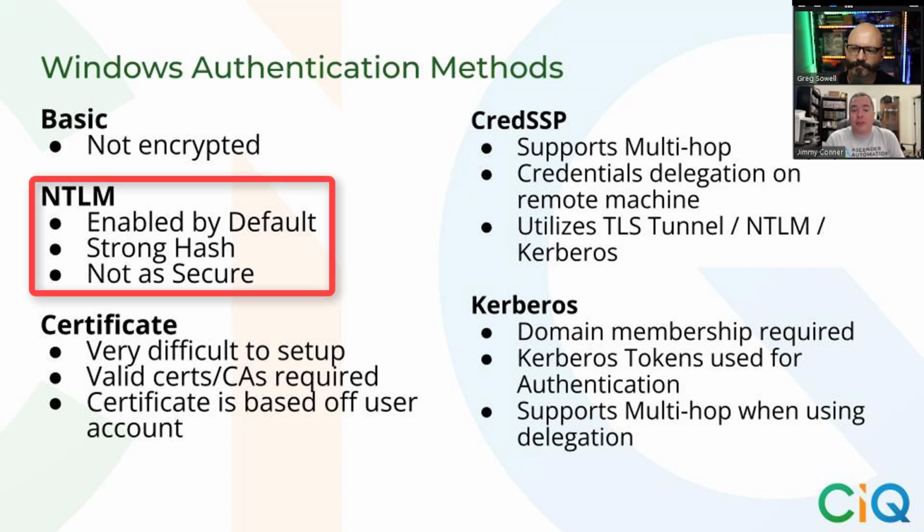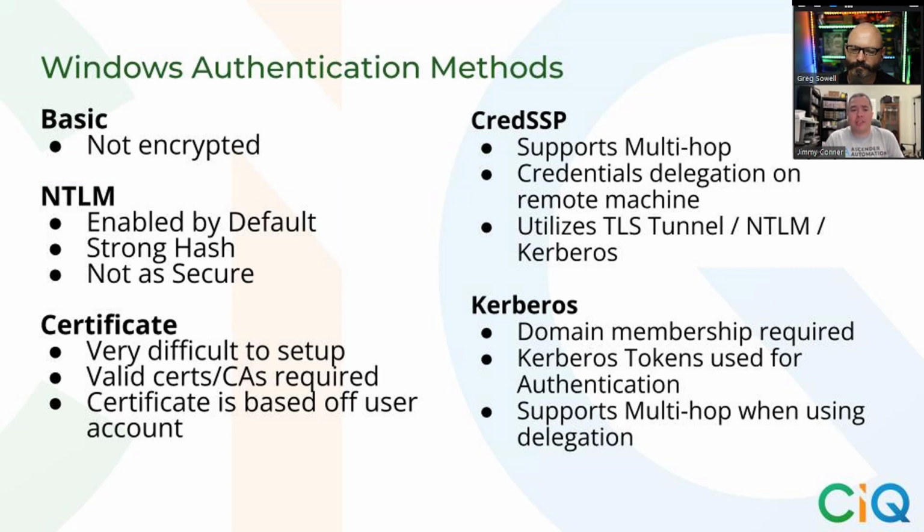Next we have NTLM. NTLM is on by default. It hashes it, but it's very weak. So again, it's not one you want to use every day, but it is available. And it's very important that it's enabled by default because we're going to use this later to connect in and actually set everything else up we want.